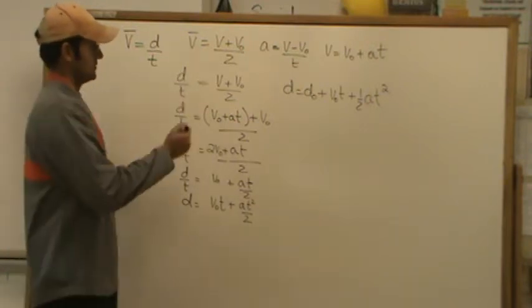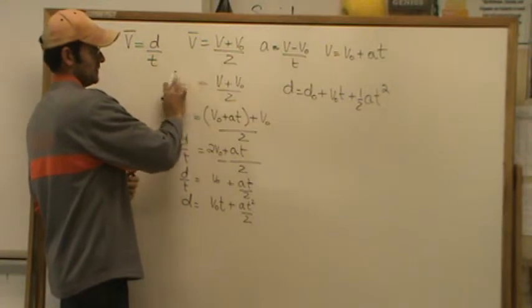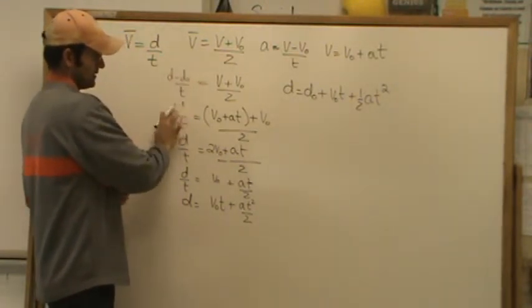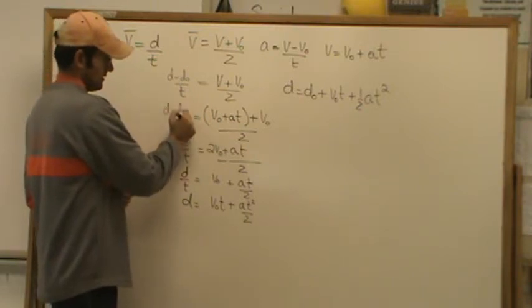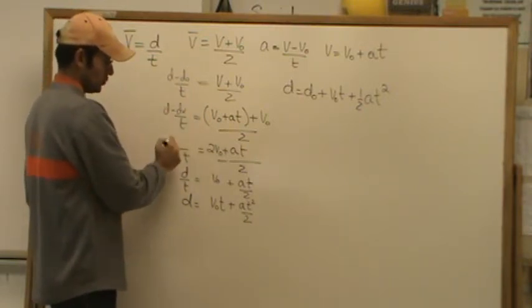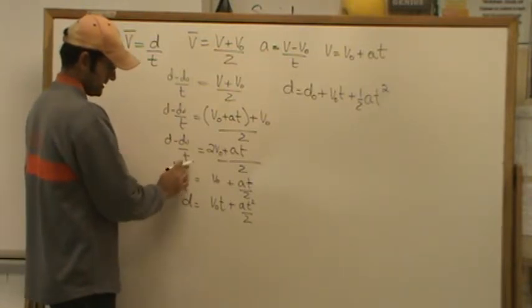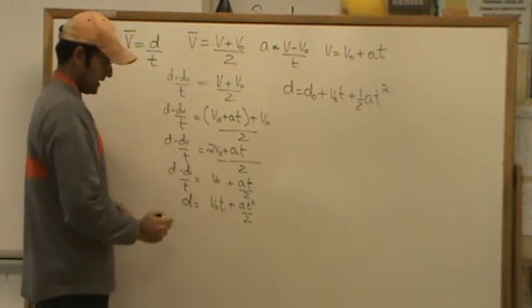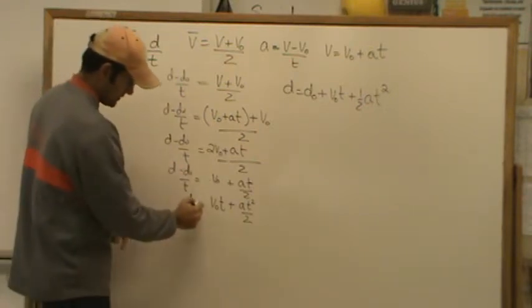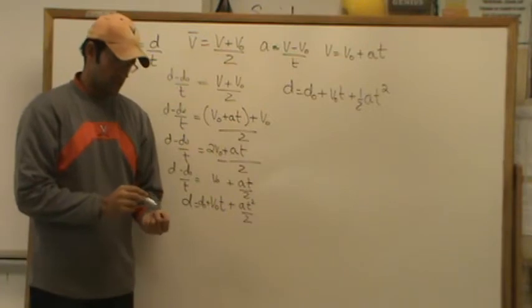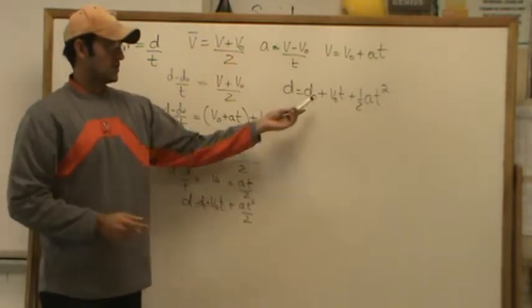But if I did do that and I said, look, final displacement minus initial displacement, then you'll notice that the initial displacement will come back into the equation. You can put that in here, d minus d naught, and then you can take the d naught over, and you'll have d equals d naught plus v naught t plus 1/2 at squared. And this is one of your kinematics equations.